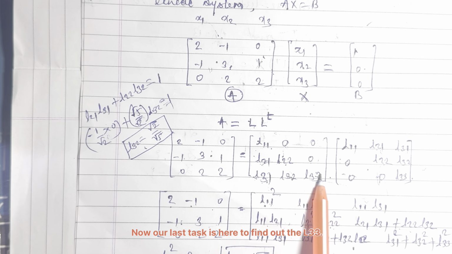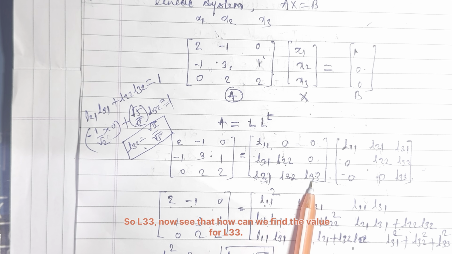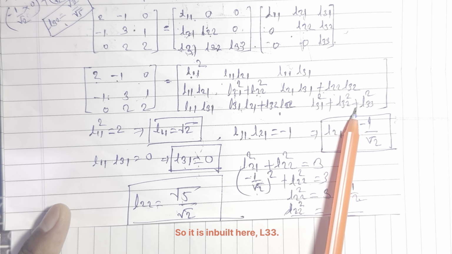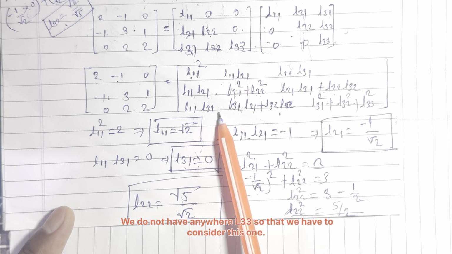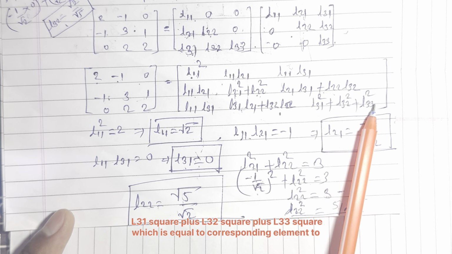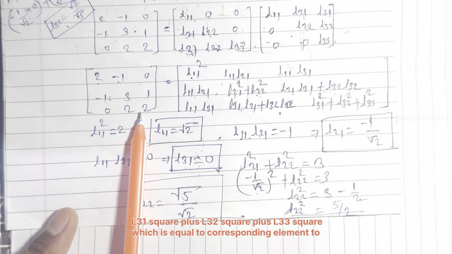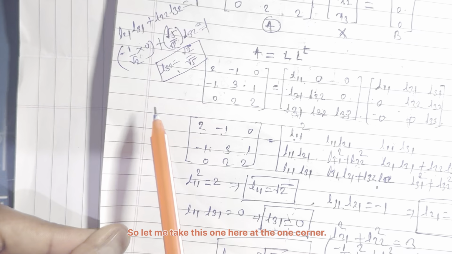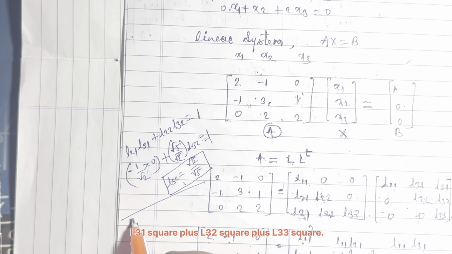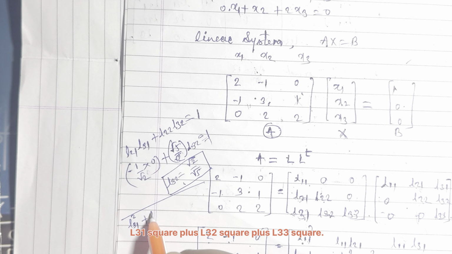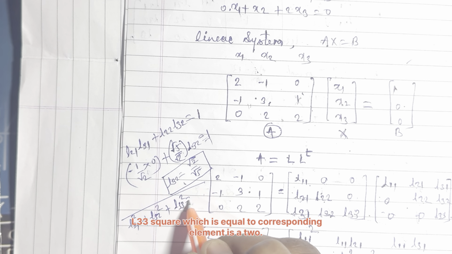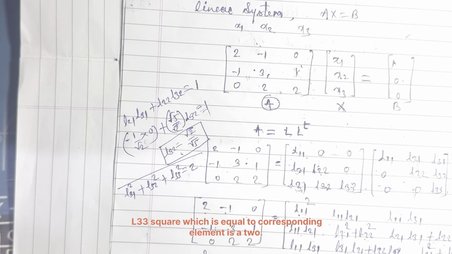Now our last task is to find out L33. Now see how we can find the value for L33. We don't have L33 anywhere, so we have to consider this one: L31 square plus L32 square plus L33 square, which is equal to the corresponding element, 2. Let me take this one here at the corner.